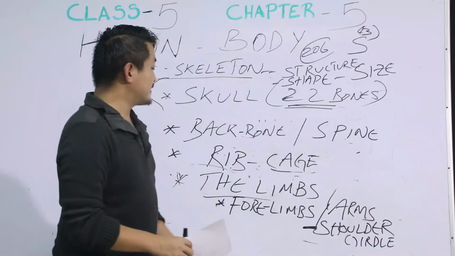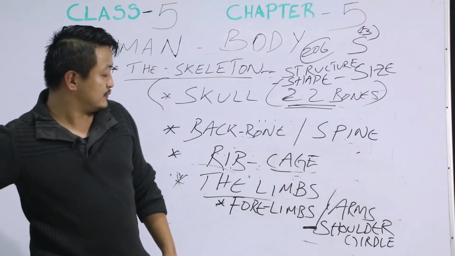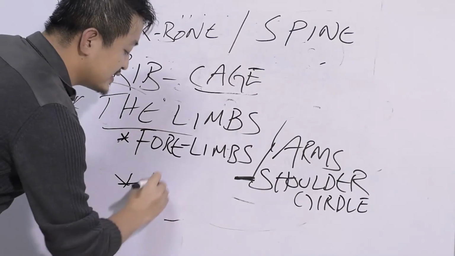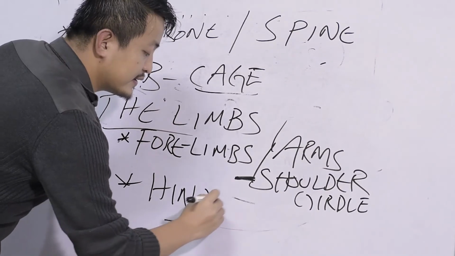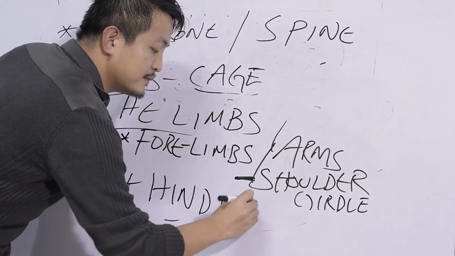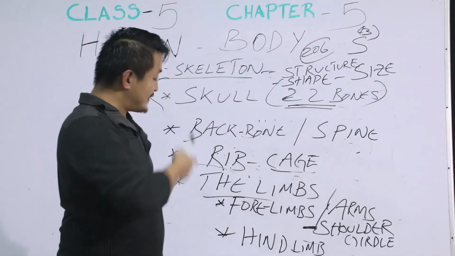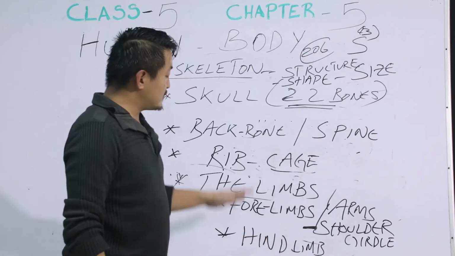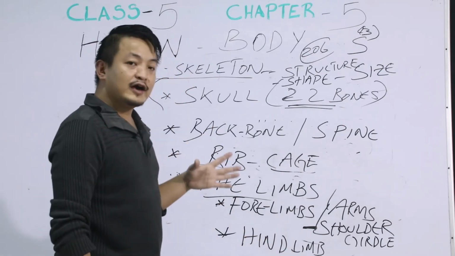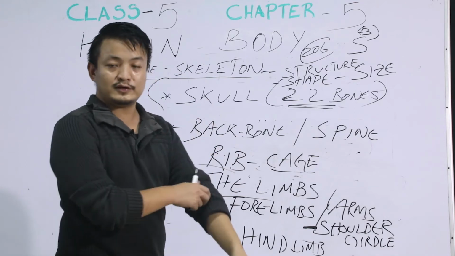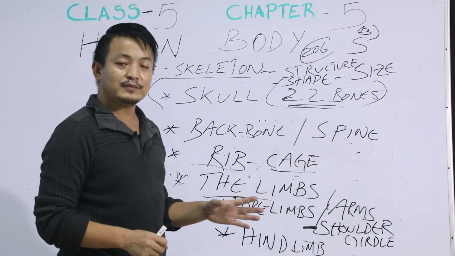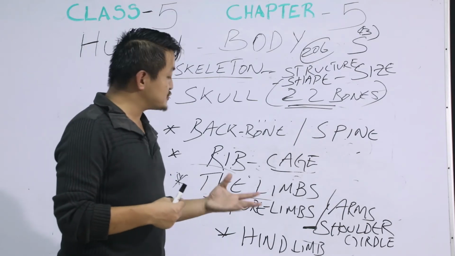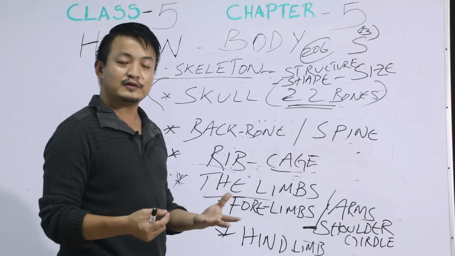Clear? Now let's talk about the lower limb. That means the hind limb. Now this hind limb is very important, the hind limb or the lower part. Now here we have one of the longest bones in the body, and you have to remember that. In objective questions, they usually ask which one is the longest bone in the body.